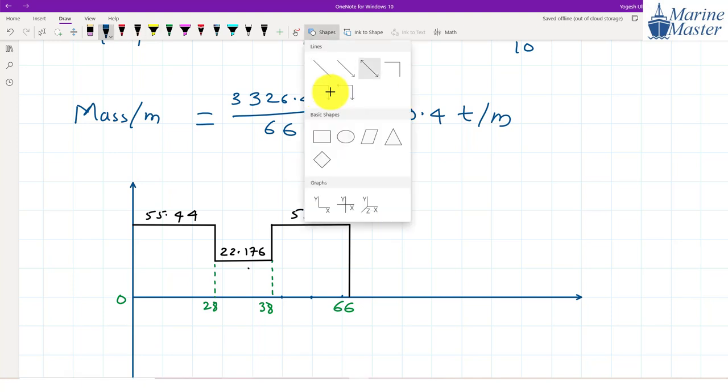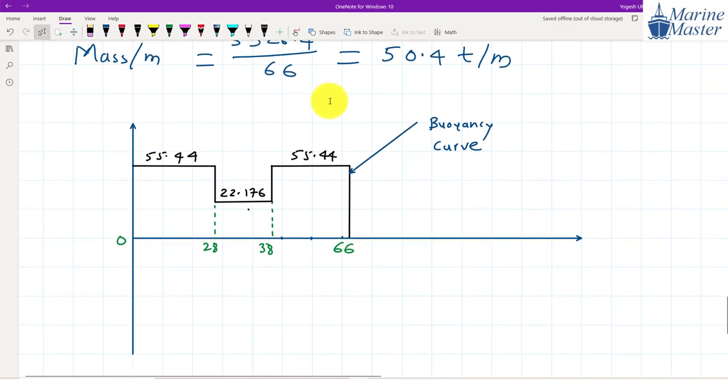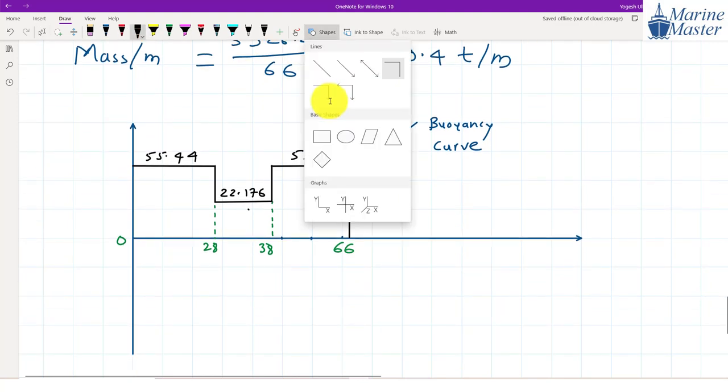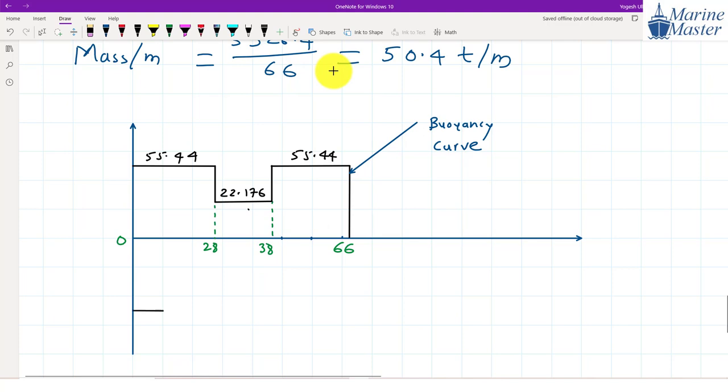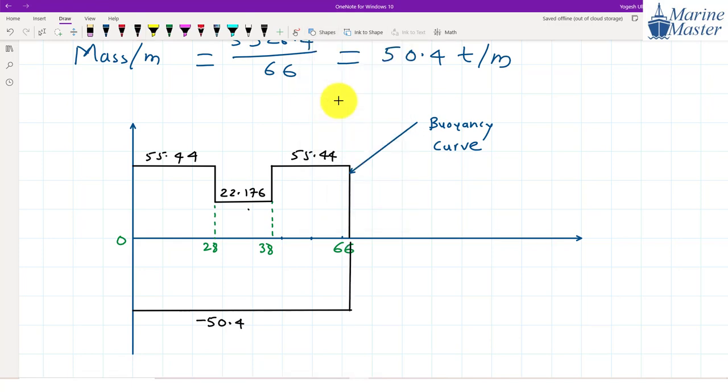So what will this curve denote, guys, everyone? Buoyancy curve. And at the end, what will the mass curve be? This is 50.4. So mass must be on the negative side. So we can say minus 50, and it is the same mass curve. Mass will be the same throughout, minus 50.4. Okay guys, getting my point? Try to understand the scenario here. It's a very simple discussion we are doing, guys.